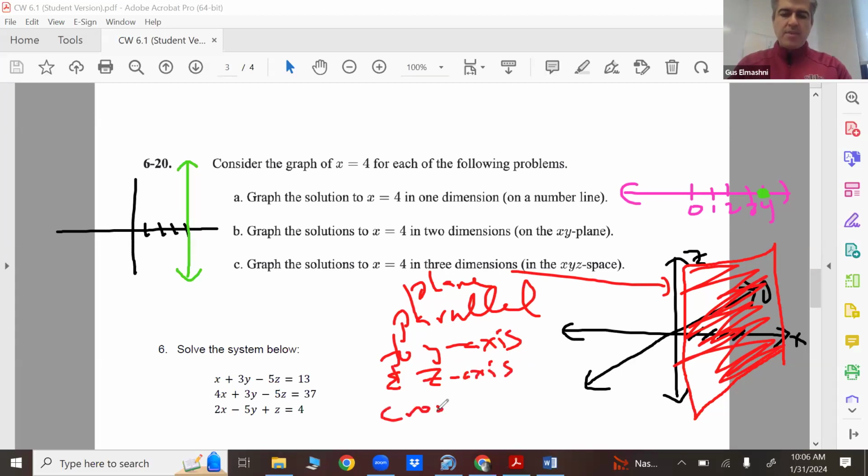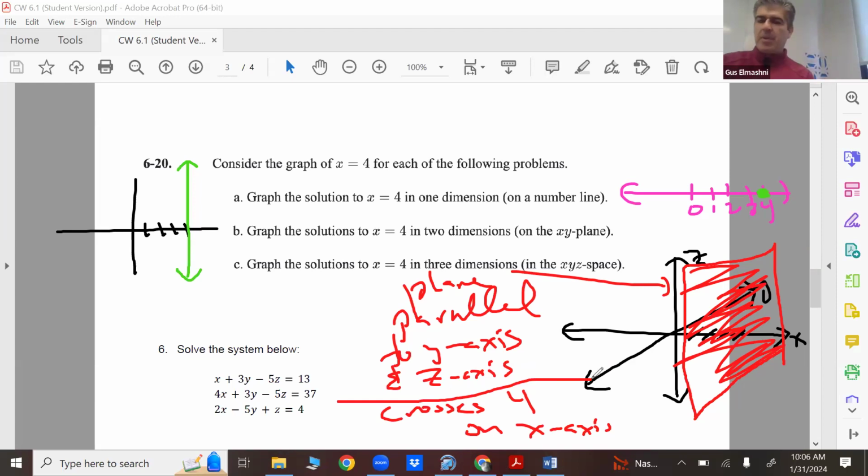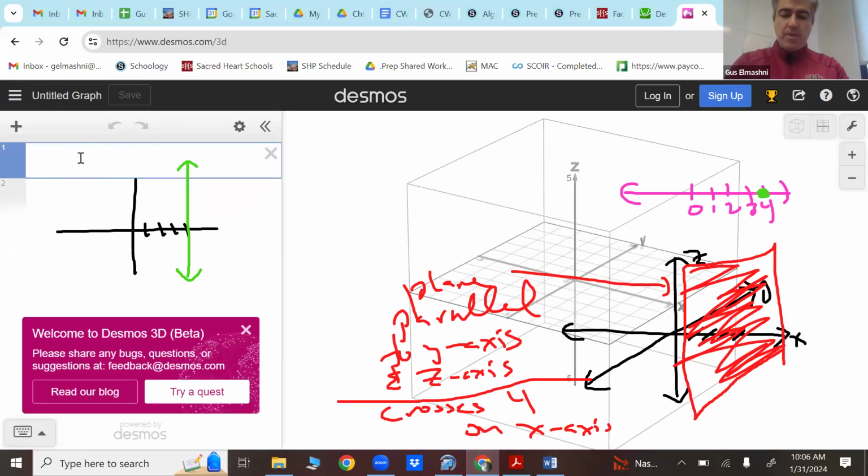And it crosses 4 on the x-axis. That's what's happening. But again, I don't think that's what we're really going to ask on an assessment, because graphing these is just kind of tricky to do. If I were to type it here, you can see for yourself.